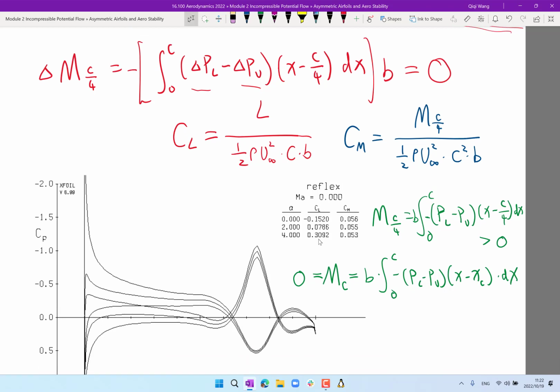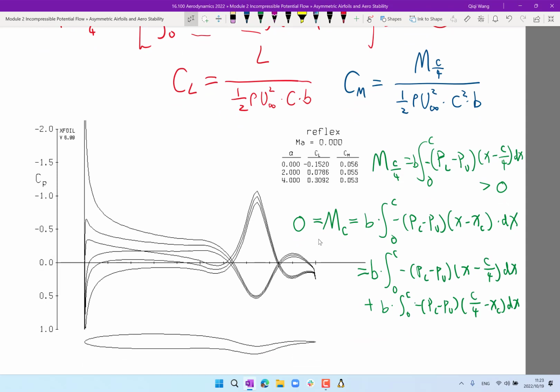All right. So now if you make that calculation, if you split the integral into two parts by subtracting c over 4 and adding another c over 4 inside the parentheses, what you get is that you're going to see the same thing, but with x minus c over 4 dx, and another term, right? Plus b times integration of 0 to c, PL minus PU, now c over 4 minus xc dx.